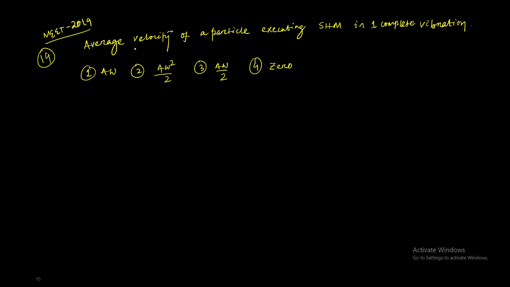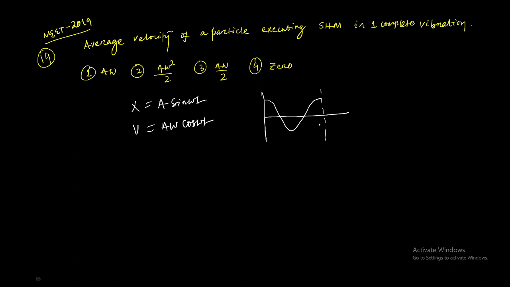14 number question. The average velocity of a particle executing SHM in complete vibration. So x displacement can be written as a sin omega t. So velocity equal to a omega cos of omega t. For a complete cycle, how will the cosine graph look like? Cosine graph will look like this, right? This will be 0, this will be pi by 2, this will be your pi, this will be 3 pi by 2, and this will be your 2 pi. This will be a complete cycle.